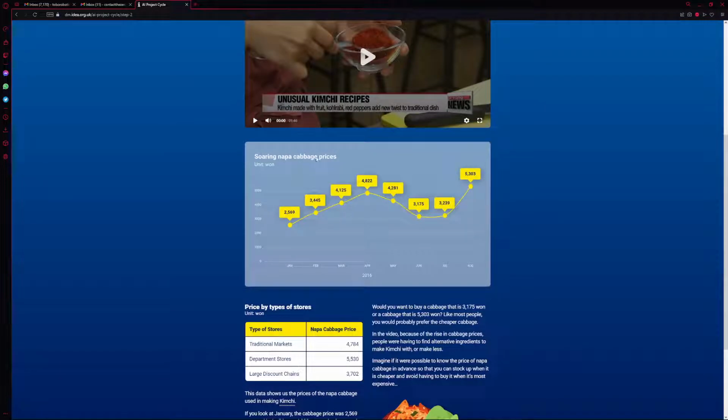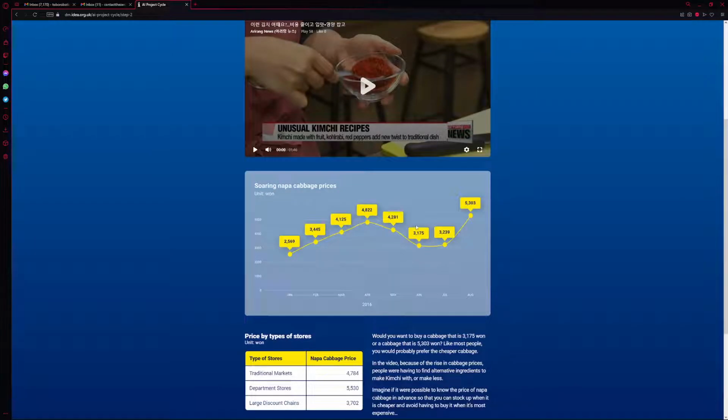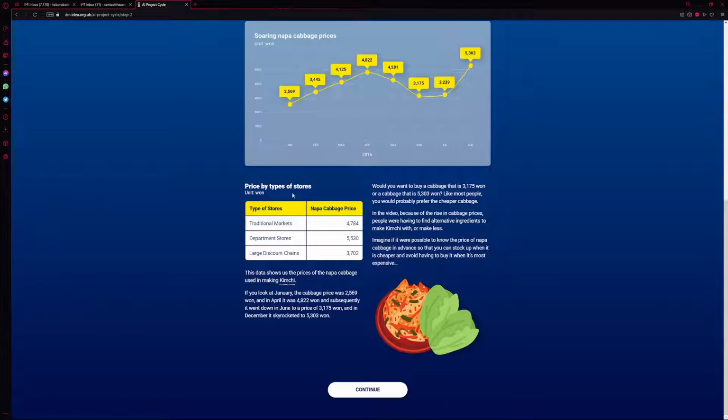Soaring Napa cabbage prices, Unit 1. This is just a graph to show you how much cabbage prices have risen. I honestly don't know why you would want this, but there you go. Price by types of stores: traditional markets, department stores, large discount chains.